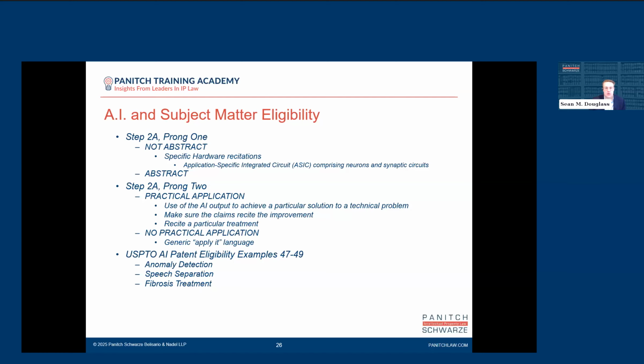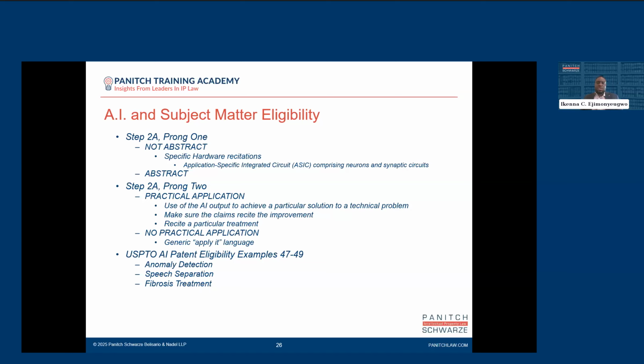So now I'll turn it over to Ikenna, who will talk about AI and subject matter eligibility. Thank you, Sean. So yeah, as Sean explained, AI technologies bring new challenges to traditional patent systems. Some of these challenges include inventorship, patentability, AI protection, and ethical considerations.